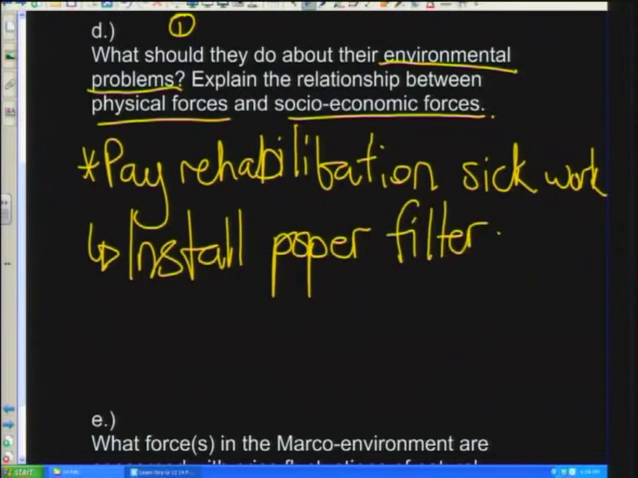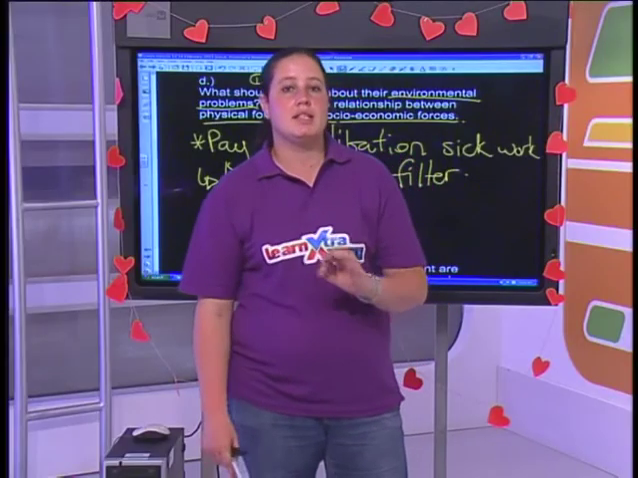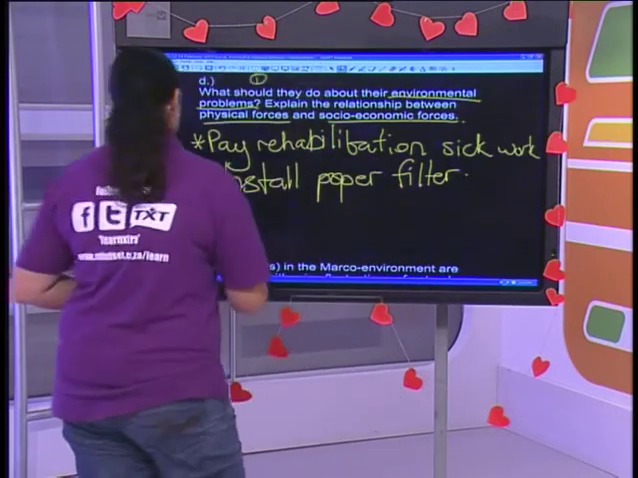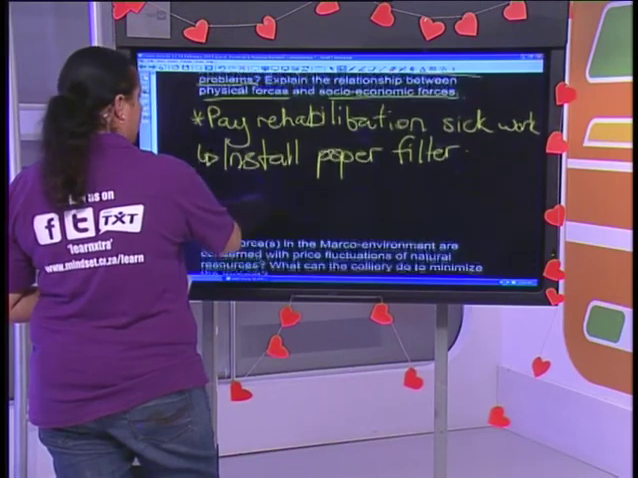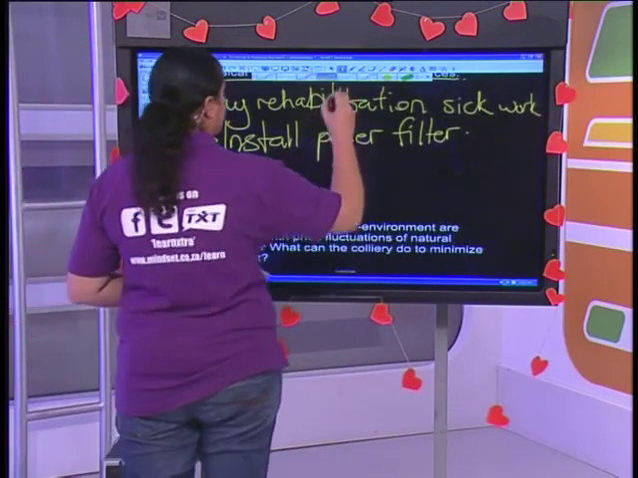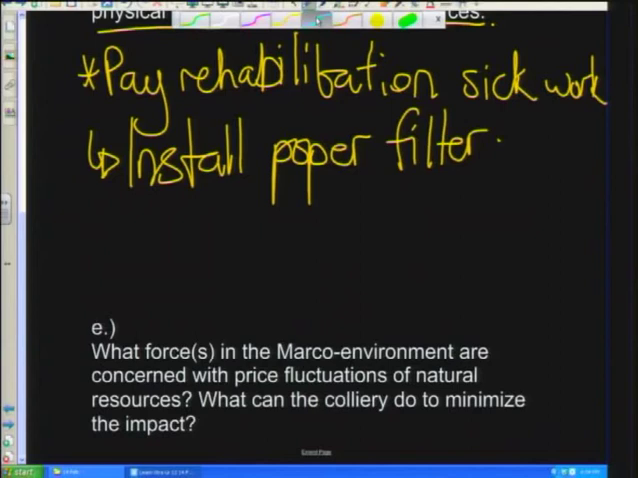And the next part of this question, they asked us, how do the two come together? And this is quite a tricky one. I want to write it down for you first so that you've got it, and then I'm going to explain it to you. So the second part of this question asked us, what is the relationship between the physical forces and socioeconomic forces? So this, simply put, would look like this, guys.